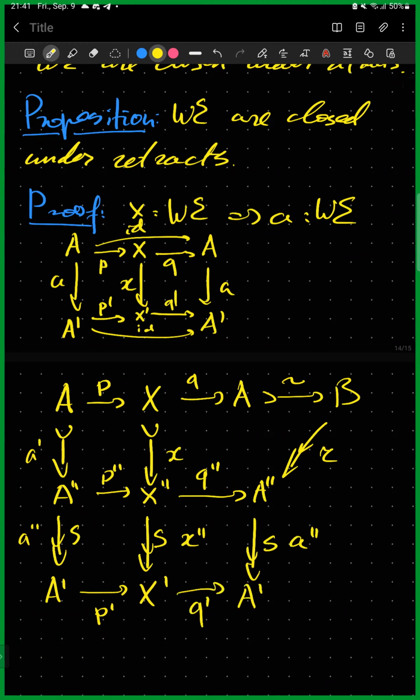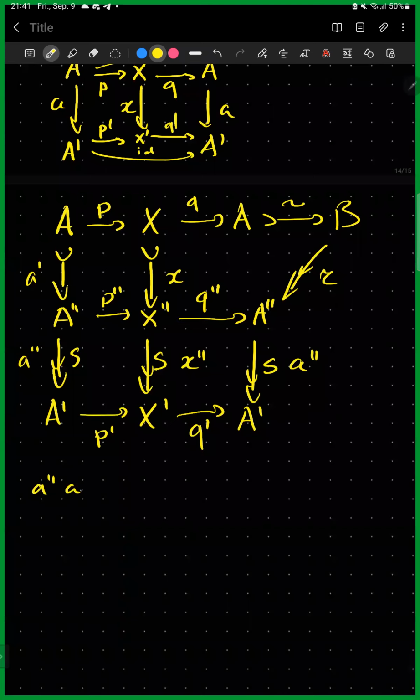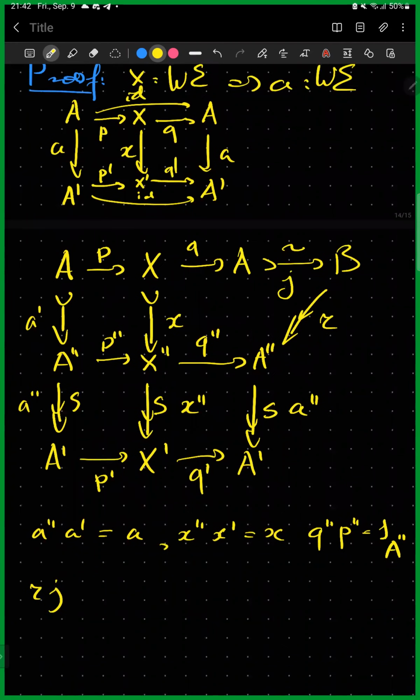So what can we say now? Well, we see that the composition A prime A2 primes is equal to A. The same with X's, and that the composition Q2 prime P2 prime is the identity map of A2 prime, also by functoriality of the factorization. Finally, the composition of R and J is equal to A prime. This is all just the definitions of various maps.